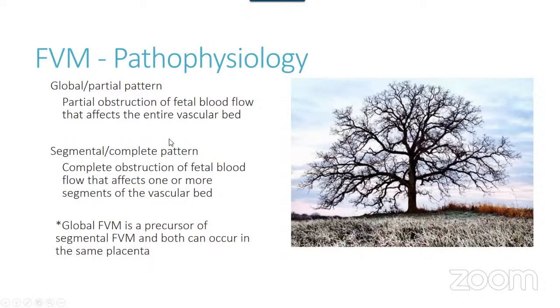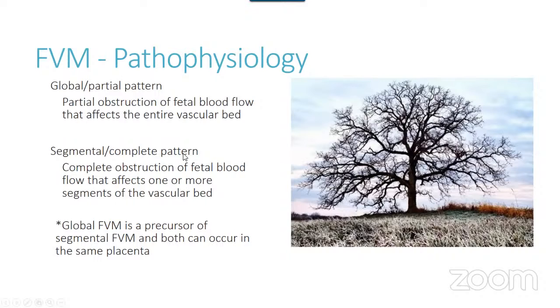So the global partial pattern is called that because it is a partial obstruction of fetal blood flow that affects the entire, or the global, vascular bed. So when you look at our tree, pretend our tree is our placenta, and here's our umbilical cord down here, which is the trunk. So if we partially cut through this trunk, but not all the way, we would globally affect the entire tree, but only partially, if that makes sense.